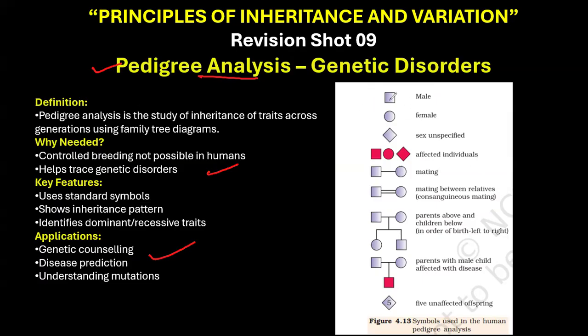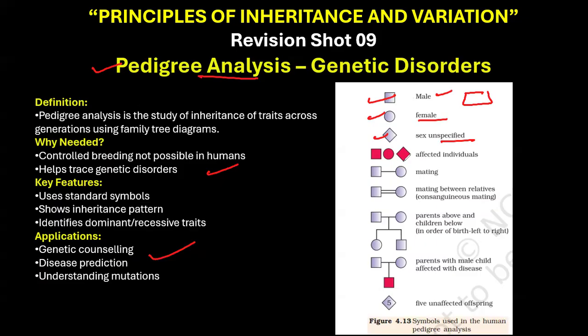Now let us talk about these symbols. This square, which is not filled, this is a simple square, is representing male. Circle is representing female. These symbols are very important. You must know these symbols. Then this sign is representing sex unspecified.